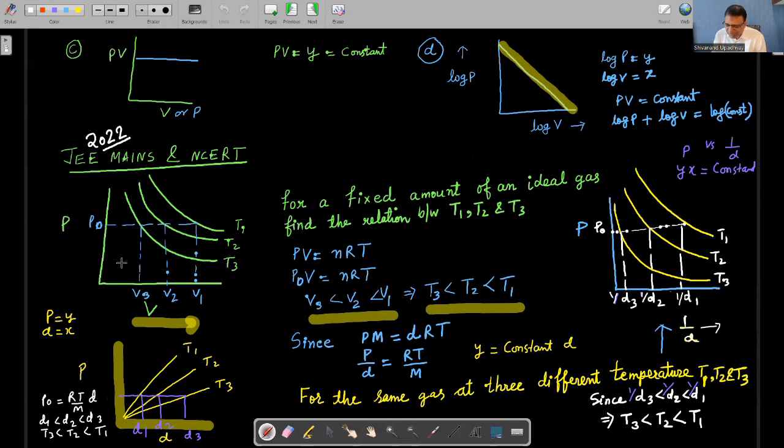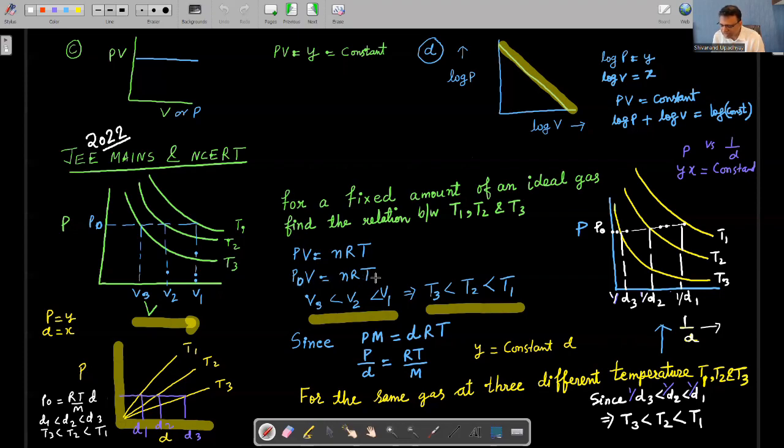We know that PV is equal to nRT, right? If I take a fixed value of pressure, P naught, in PV is equal to nRT, then I can write that volume is directly proportional to temperature for a fixed amount of an ideal gas. V is directly proportional to temperature. And from here, on x-axis, for the top graph, since it is T1, I have kept the volume V1. For the middle graph T2, so volume V2. For the lower graph T3, so volume V3. So we know that V3 is less than V2 is less than V1. And volume is directly proportional to temperature.